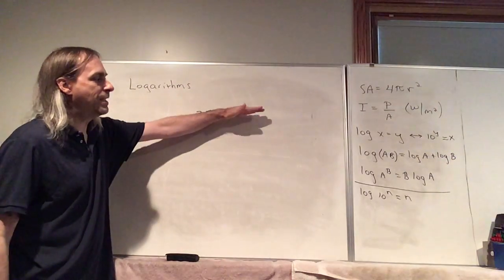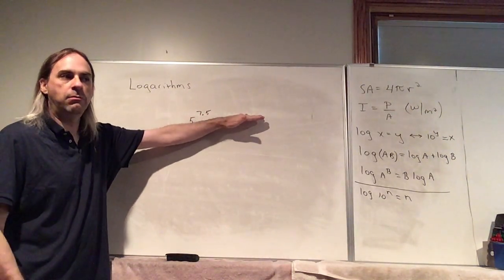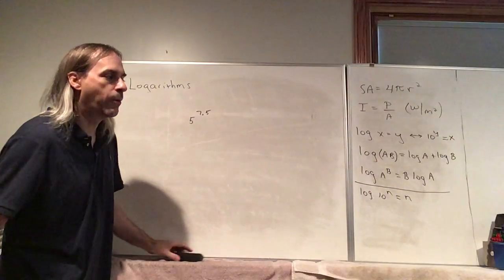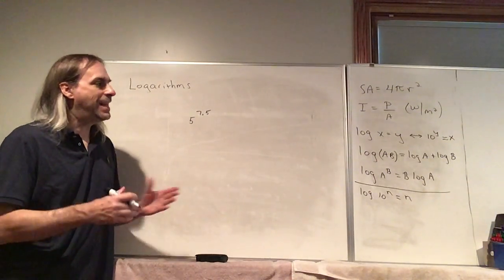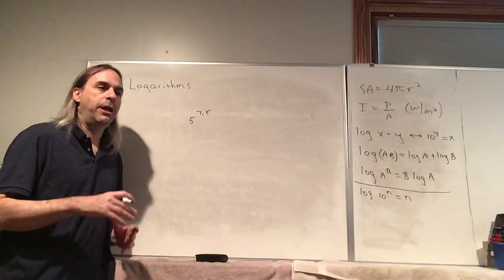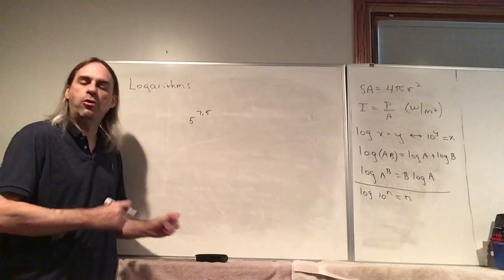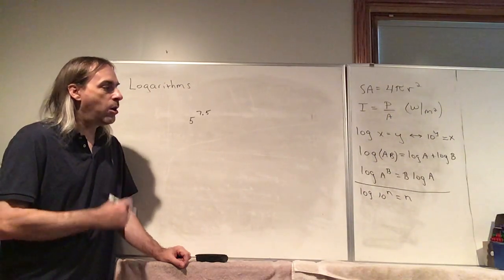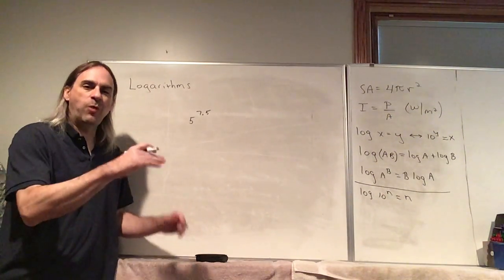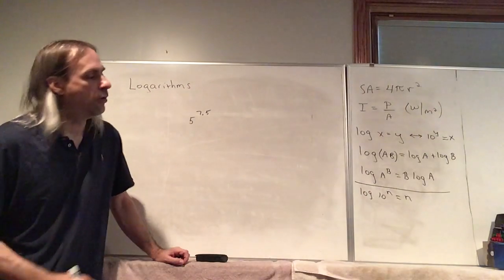So exponents are the most difficult thing. As far as doing arithmetic, exponents are very difficult. The next order of difficulty is multiplication and division, and the simplest is addition and subtraction. What logarithms do is reduce the difficulty by one level.